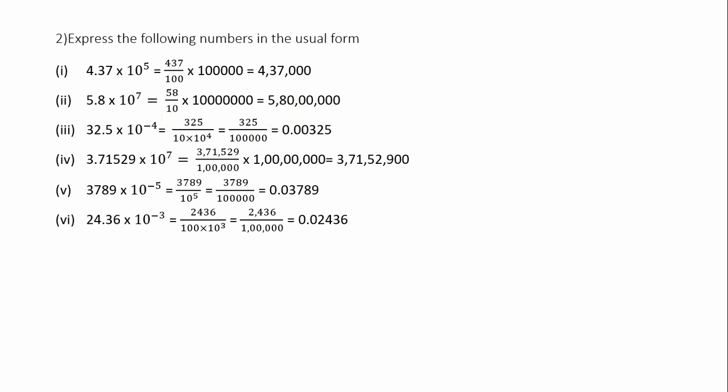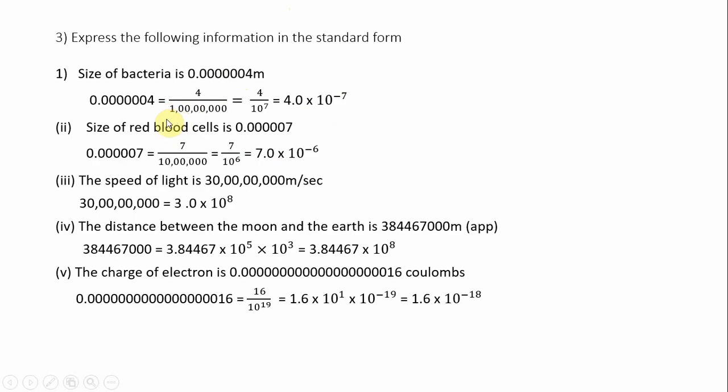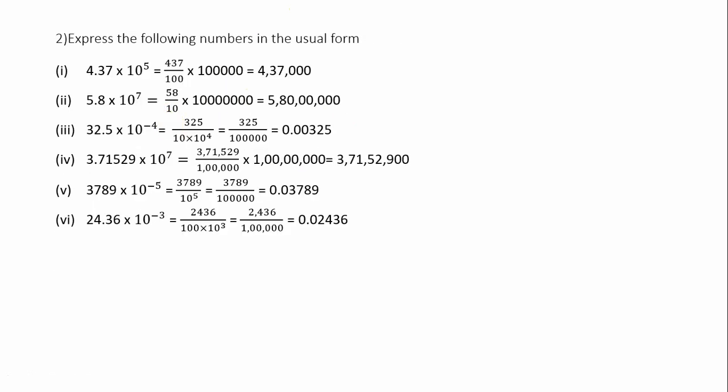Now, coming to the next sum, having a negative exponent. 32.5 into 10 to the power of minus 4 is given to you. So first we'll be writing it as 325 by 10. Why 10? Here we have a single digit after the decimal, right? So as to eliminate the decimal, we'll be writing 10.